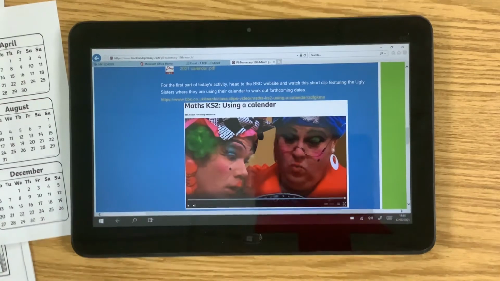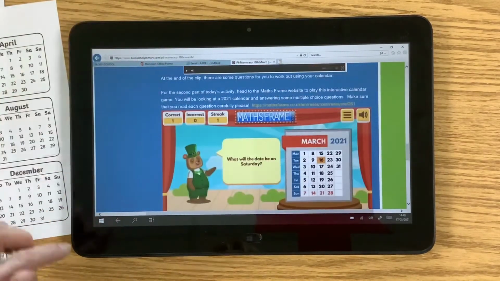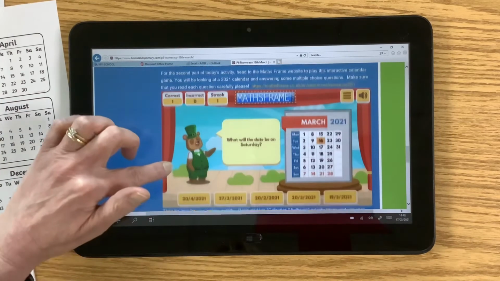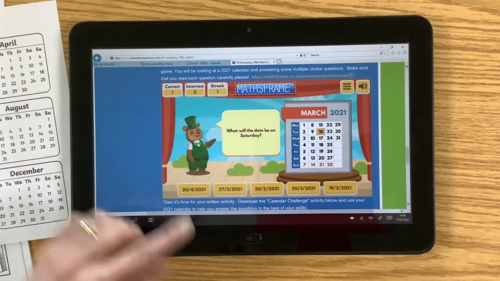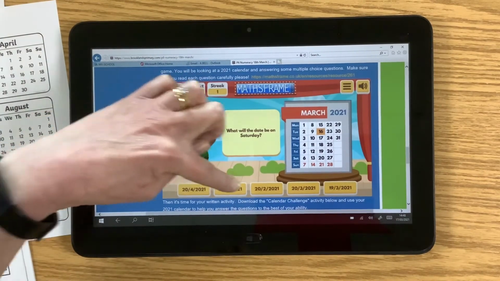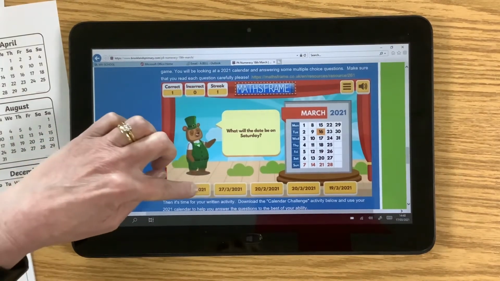Our ugly sisters from Cinderella have got a few problems that they need to solve using a calendar. I wonder, can you help them out to solve those problems? Then if you head over to the Maths Frame website, I've got a game for you to have a go at, which features 2021, and what you have are lots of multiple choice answers. You have to click on the right multiple choice answer to complete each level of this challenge. So practice using calendars using those 2 activities.